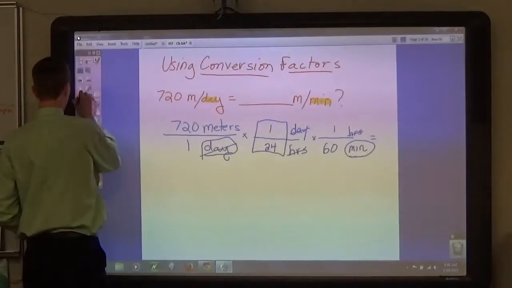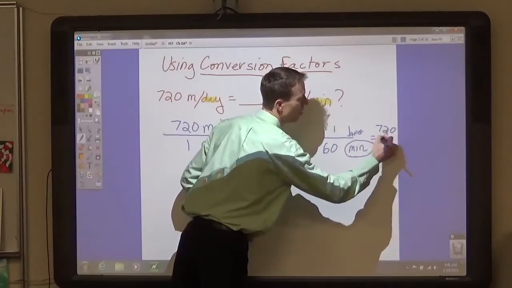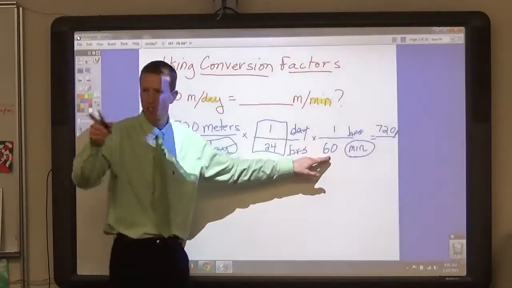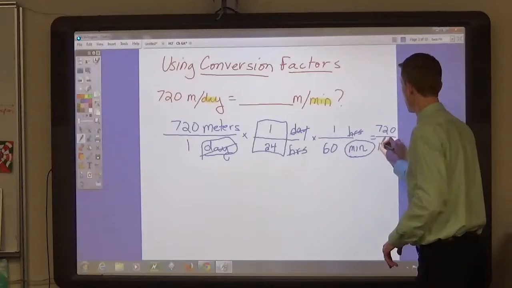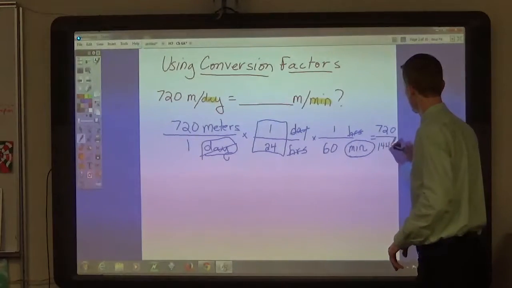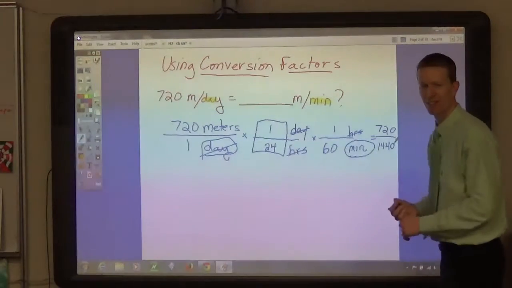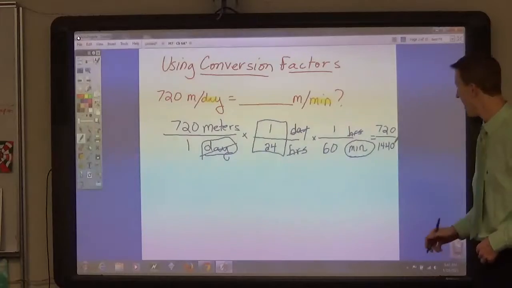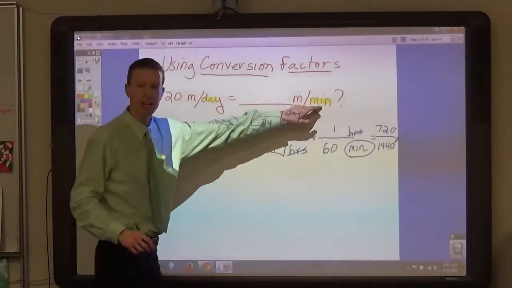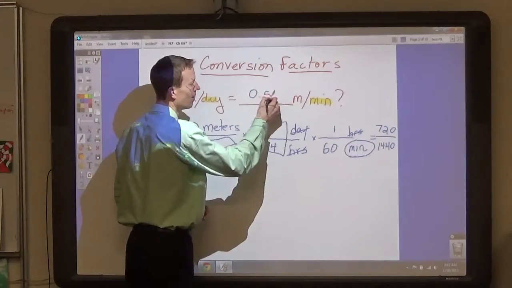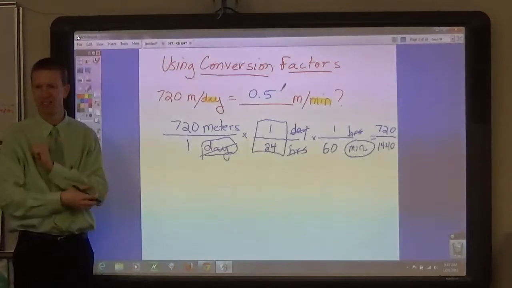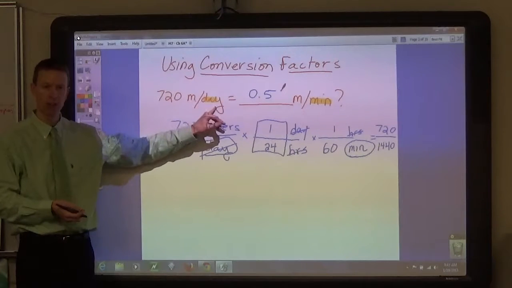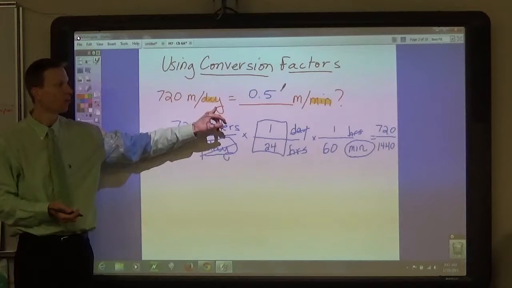Gotta change it back to a pen. 720 over 24 times 60. Use your calculator for that. What's that, James? 1,440. What is that then? We would want to reduce this. It's 1/2, you're right. So for meters per minute, it is 0.5. 1/2. 1/2 of a meter per minute gives you 720 meters in 1 day. Those are the same rates.